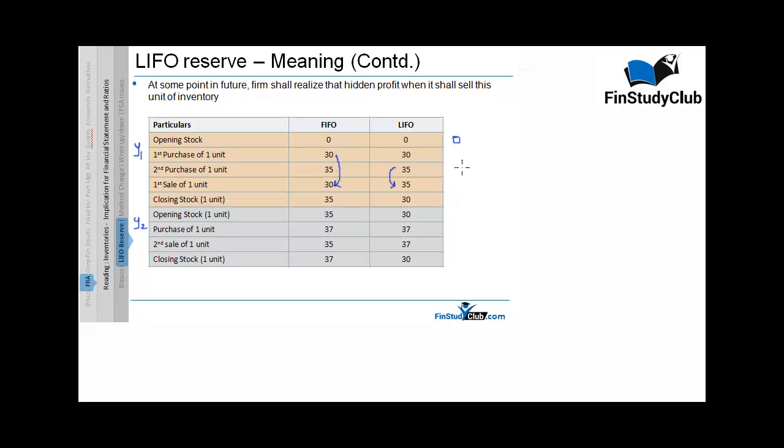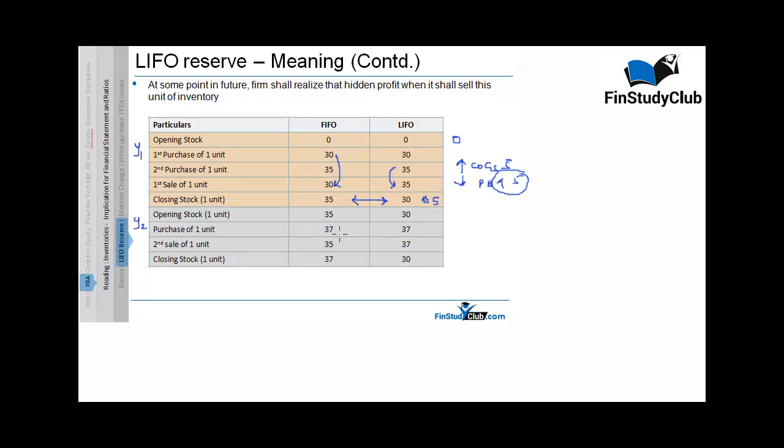So you see that COGS is higher by 5. That's exactly the same amount by which profit before tax is lower. Now, this portion of 5 is hidden in the form of inventory. If you look at it, LIFO inventory is understated by 5.